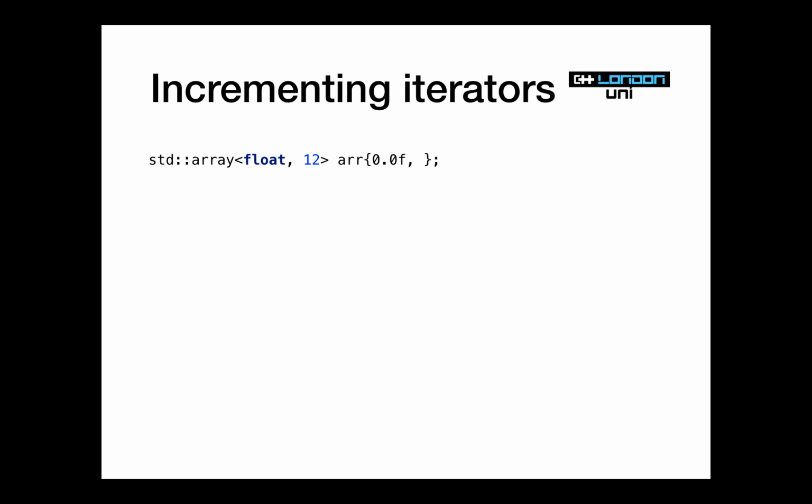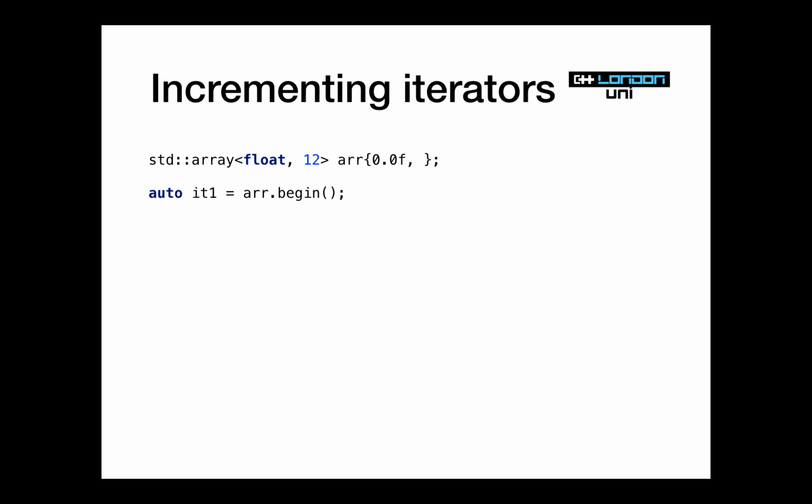So just for fun, use a different container this time. This time we've got an array of 12 floats. So an array is a fixed size object as opposed to a vector, which is dynamically sized. You can add and remove elements from it. An array is fixed. It always contains exactly that number of things. It always contains, in this case, 12 floats. Initialize them all to 0.